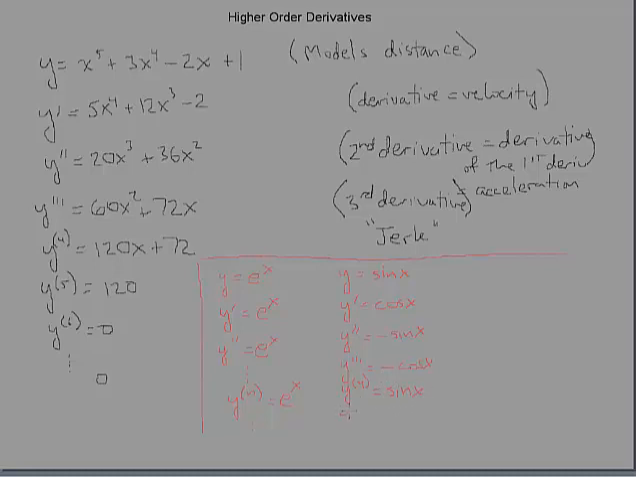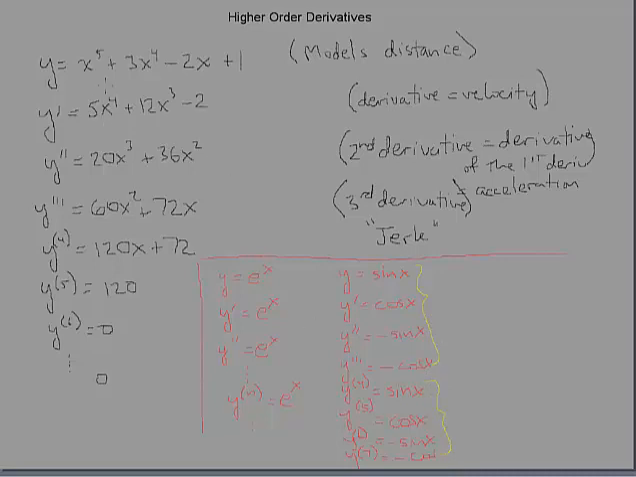And then you'll notice they start to repeat now once I've gotten to the fifth derivative. That's cosine. The sixth derivative is negative sine. And the seventh derivative is negative cosine. So what happens in this situation is the derivatives repeat in cycles of 4.